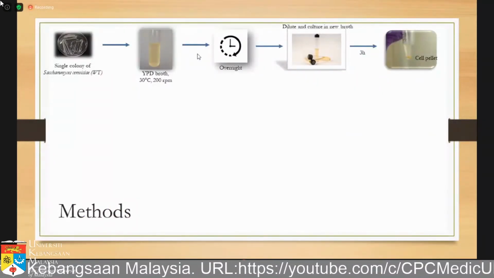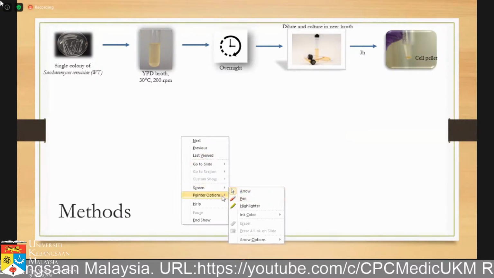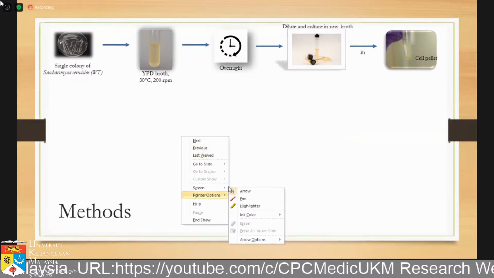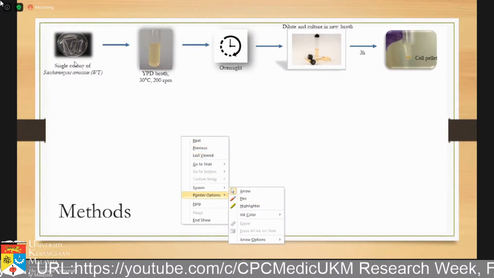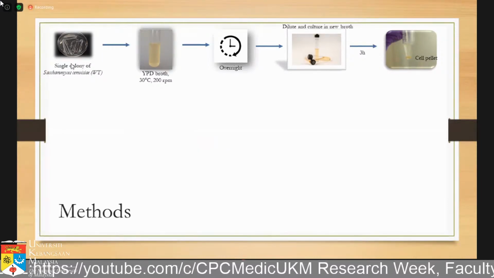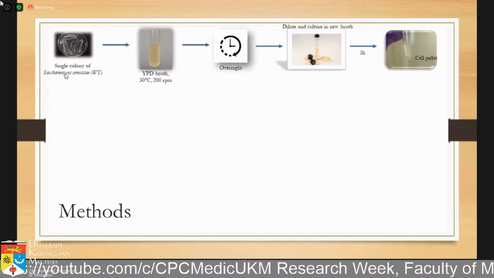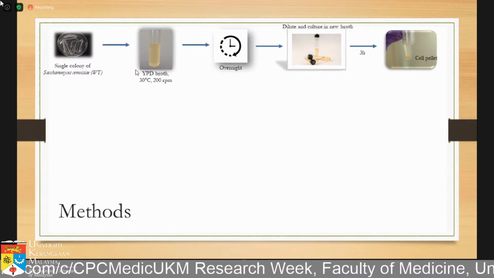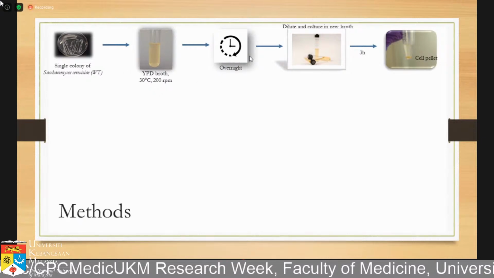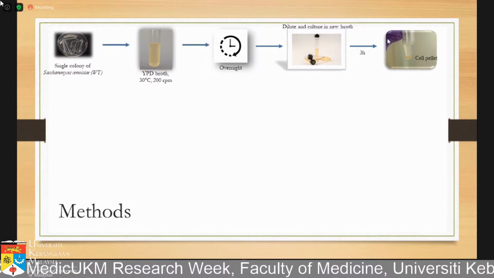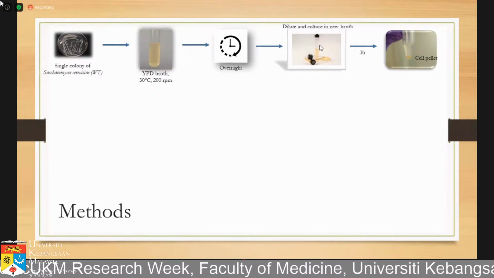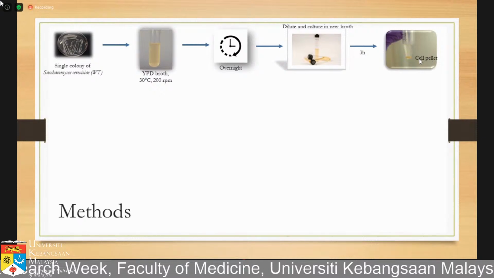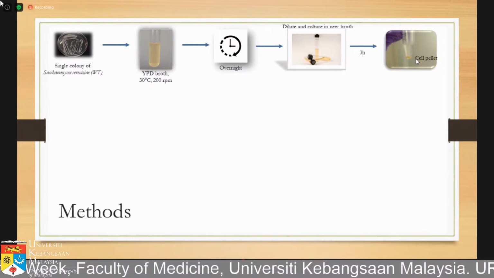In the methodology part, sorry, I can't find a pointer. So in the methodology part, we first get the single colony of a wild type strain of Saccharomyces cerevisiae, and then we pick the single colony and propagate it in a broth and culture overnight. It is then further diluted and cultured to an appropriate concentration, which we are not reviewing here, and then cultured for 3 hours. Then we separate it from the media, and the cell pellet is the yeast. So we apply 3 extraction methods.